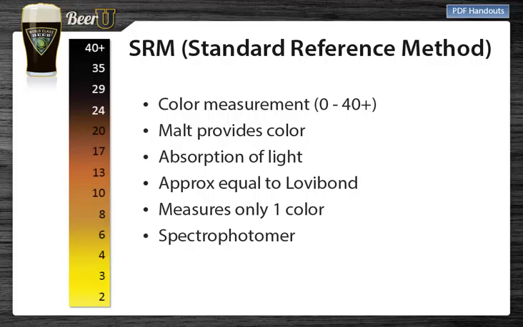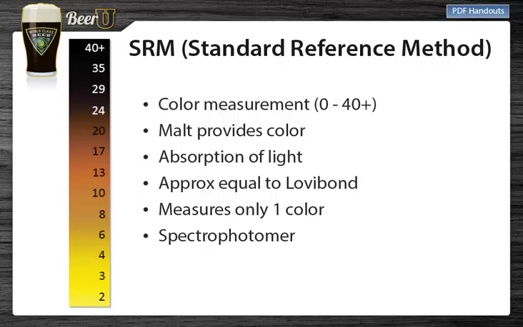Specifically, SRM is a measurement of the absorption of light of a beer, which is determined by how much light of a particular wavelength passes through 1 centimeter of the beer. Fortunately, we don't need to be scientists to understand all that. We can just look at the beer and see what color it is, and by comparing the beer to an SRM color chart, we can easily approximate the degrees SRM.